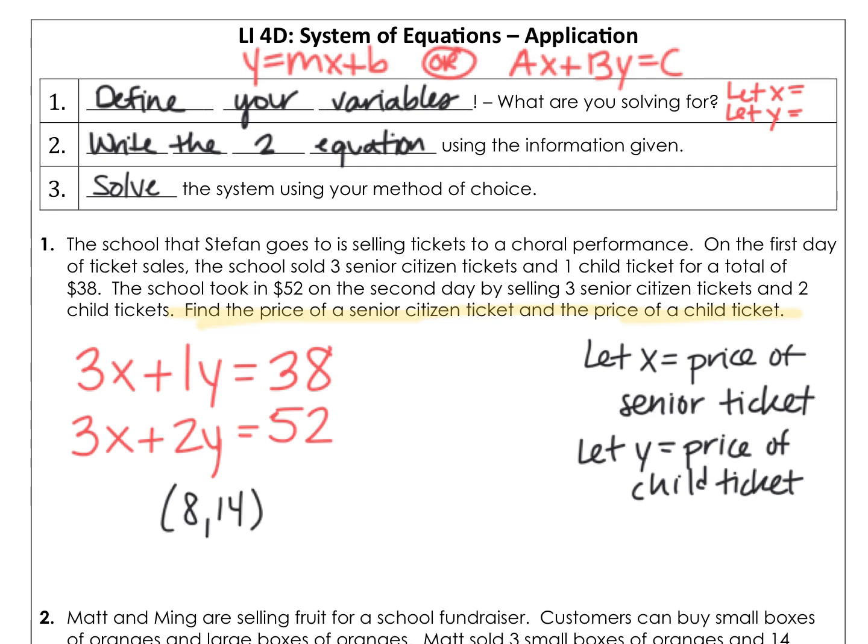Okay, so you're going to say this in words. A senior, so final answer. A senior ticket costs $8, and for some reason, children are more expensive. They are 14.